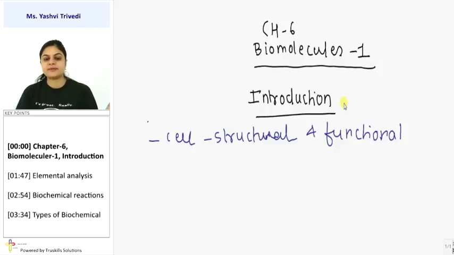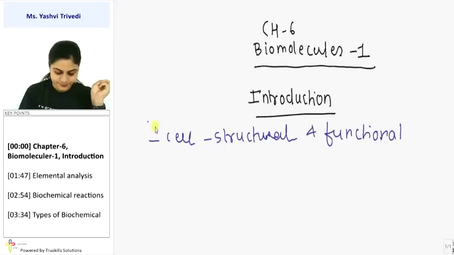In the previous chapter we had studied the physical structures which are present in the cell, for example the organelles, mitochondria, endoplasmic reticulum and all. In this chapter we are going to study the chemical basis of the cell. What type of chemicals are present in the cytoplasmic fluid, that is what we are going to study.